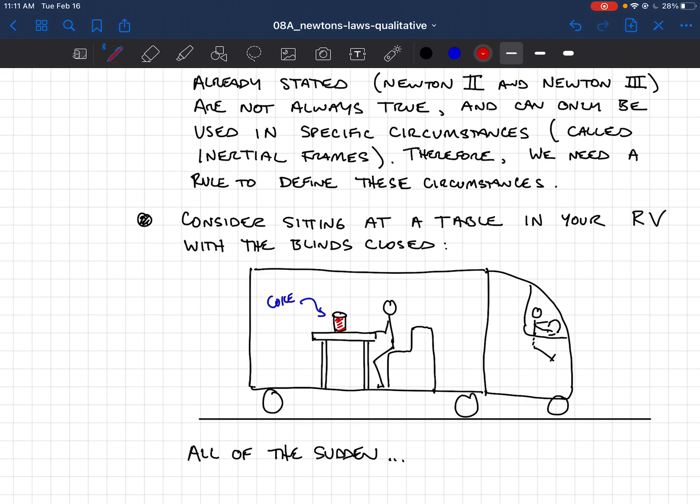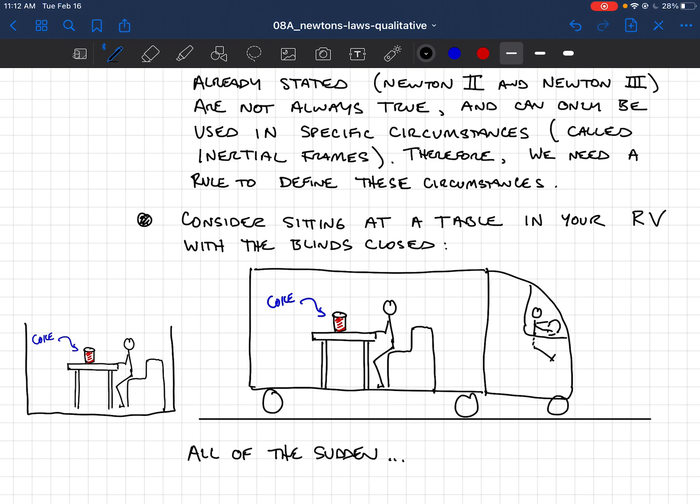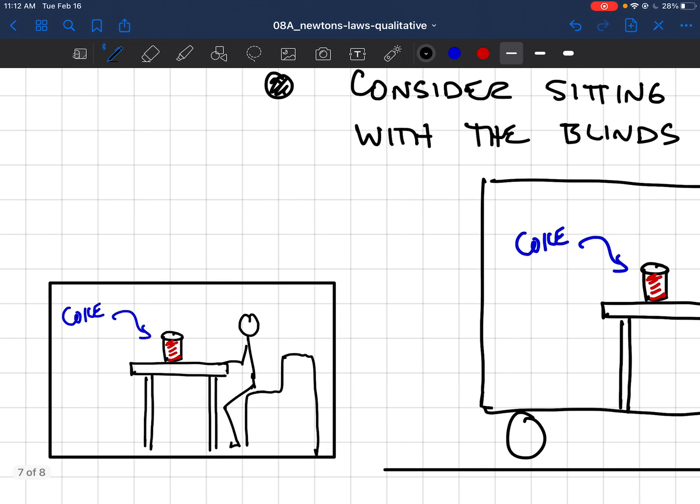And all of a sudden, the Coke can, well, let's actually describe it just from your perspective. So I'm going to take you, and I'm going to draw you outside here, just in your little box. So here you are. This is your perspective. So you're inside of an RV, all the blinds are closed, so you only really see what's going on right here. And let's say, all of a sudden, the Coke can goes from having an initial velocity of 0 to suddenly moving towards you, putting yourself in danger of getting Coke all over you.